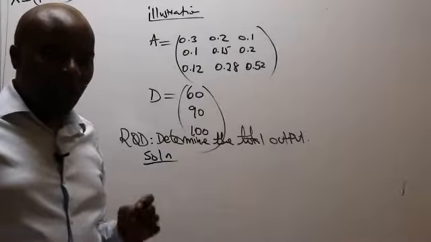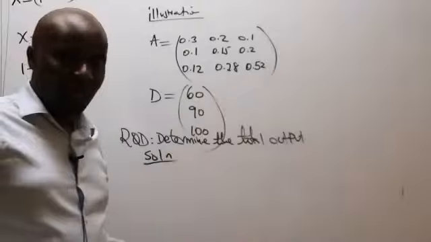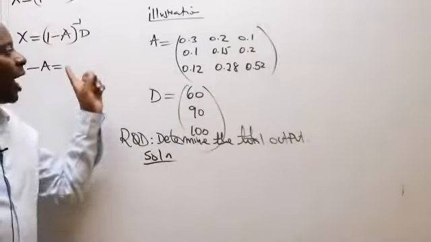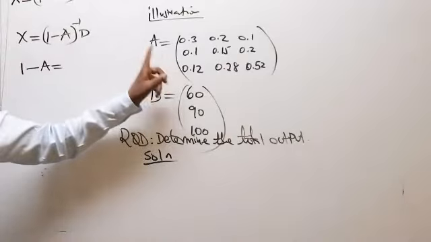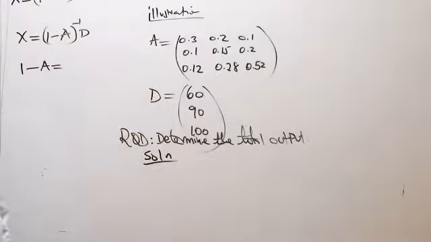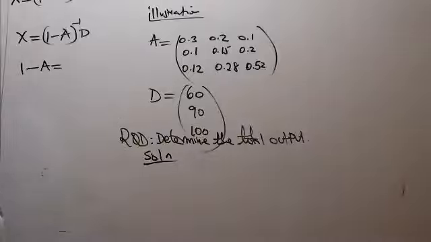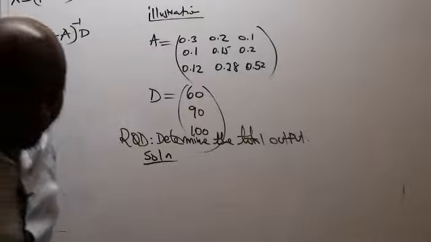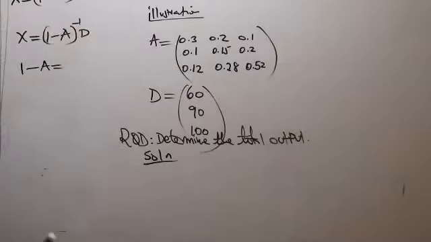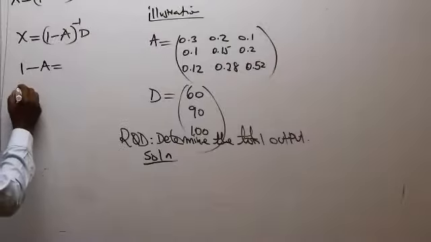Yeah, identity according to Lucy here should be 3 by 3. Why should it be a 3 by 3? To rhyme with matrix A, which is a 3 by 3 matrix. Thank you very much, Benny. So in this case here, our I has to be 3 by 3.